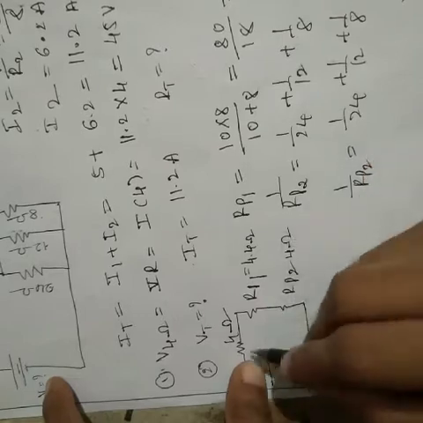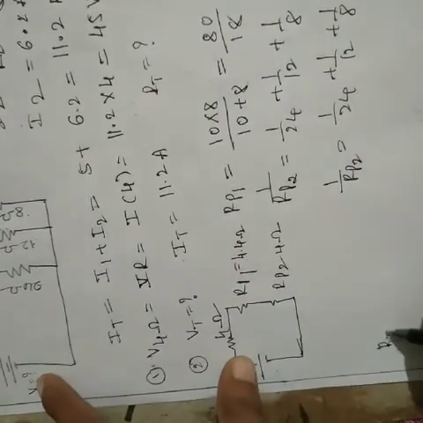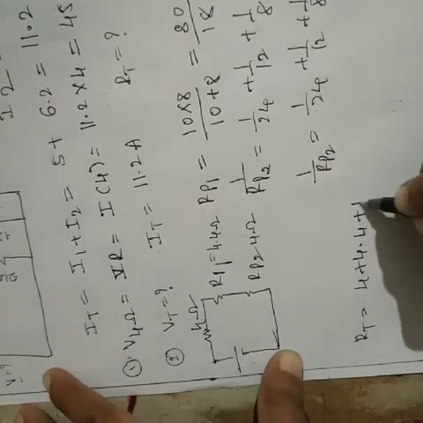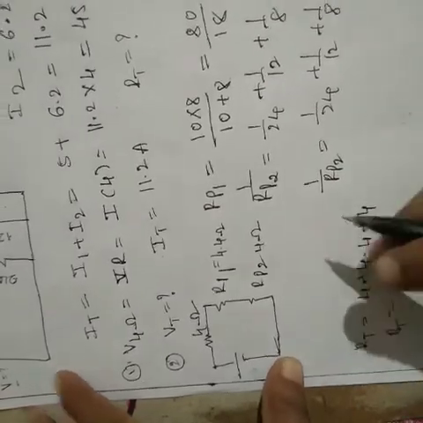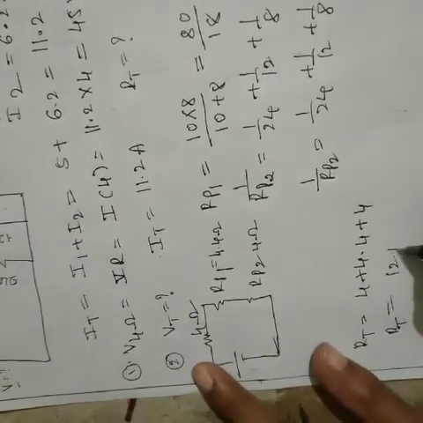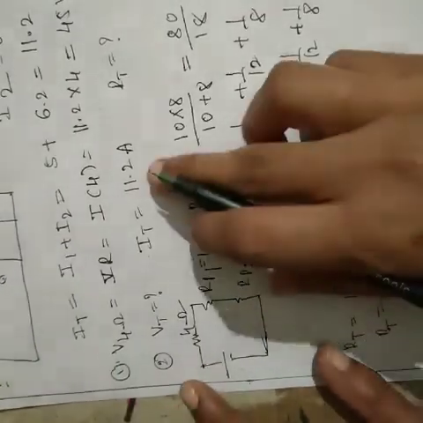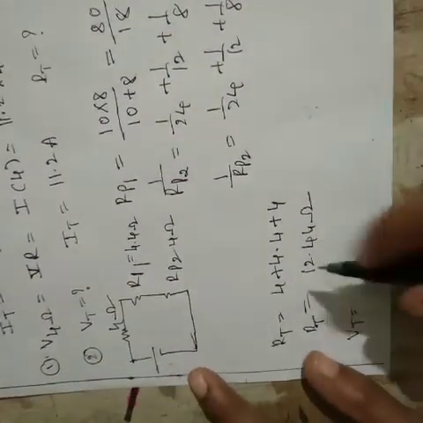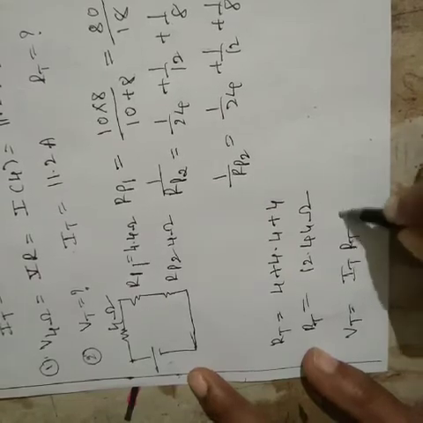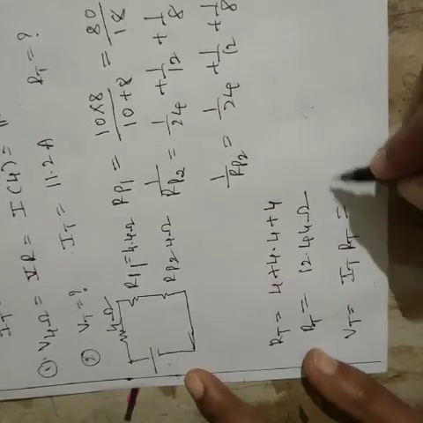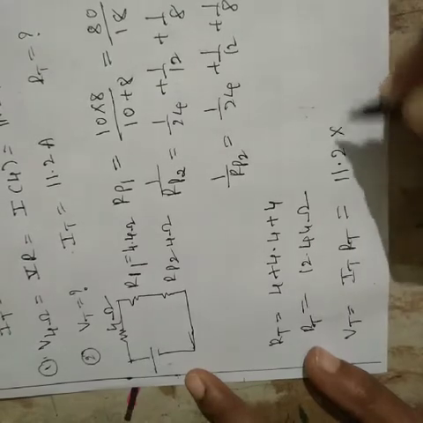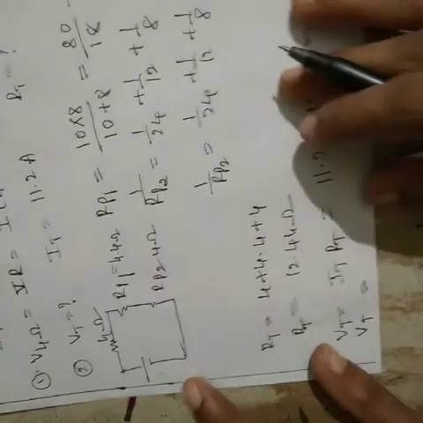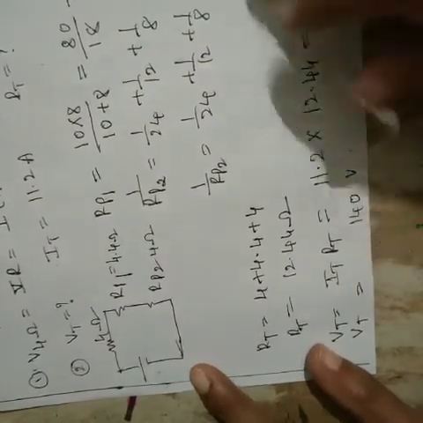This is 4 ohm. These are connected in series. Therefore total resistance becomes 4 plus 4.4 plus 4. This R total becomes 12.44 ohm. Once you get total current as well as total resistance, you can find it easily using Ohm's law. Vt is equal to It into Rt. It is 11.2 into Rt, 12.44. Therefore supply voltage becomes 140 volts. Thank you.